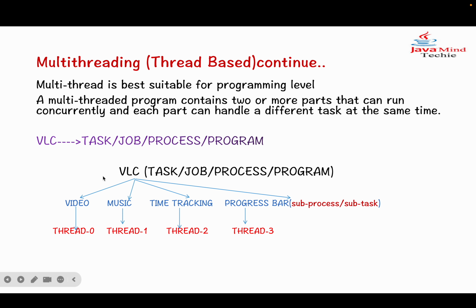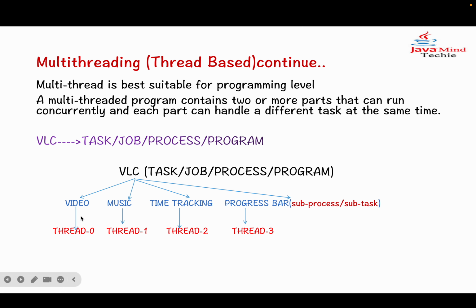So, whenever you start VLC media player, all these sub tasks, video, music, time tracking, progress bar, are called sub processes or sub tasks. So all these tasks are happening simultaneously. Yes or no? Tell me. When you open VLC media player, you're watching video, listening to music, tracking time, and the progress bar also runs. You perform all the operations at the same time. Yes or no? Why? With the help of threads only.